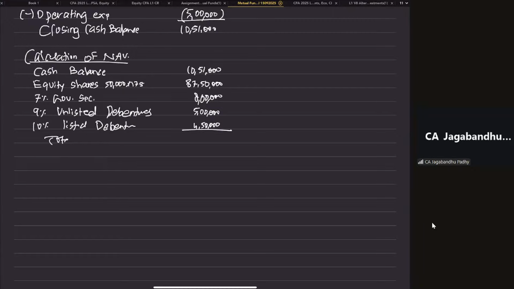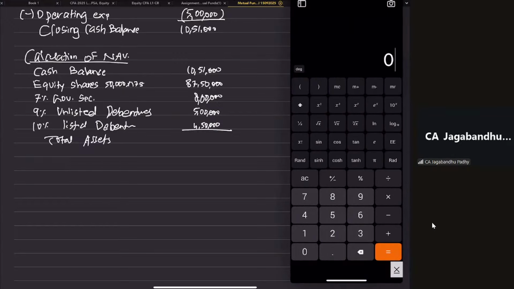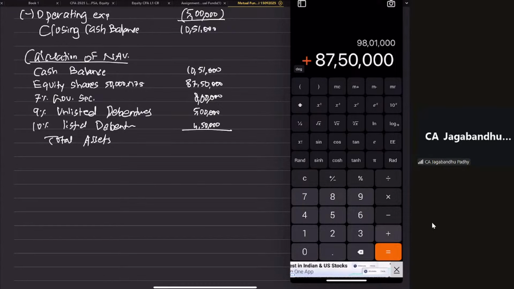We just take the total assets. 10 lakh 51,000 plus 87 lakh 50,000 plus 8 lakhs plus 5 lakh plus 4 lakh 50,000, which is what? 1 crore 15 lakh 51,000. So number of units was 10 lakhs.